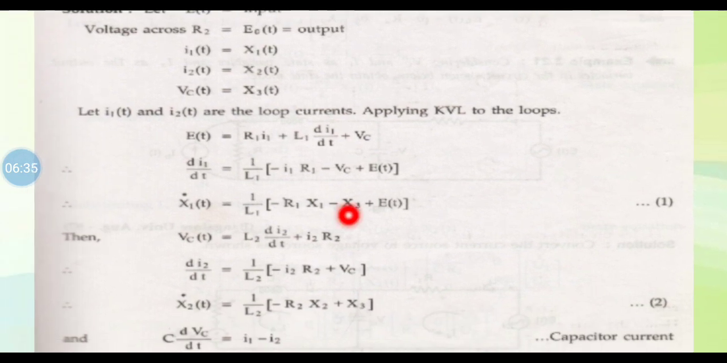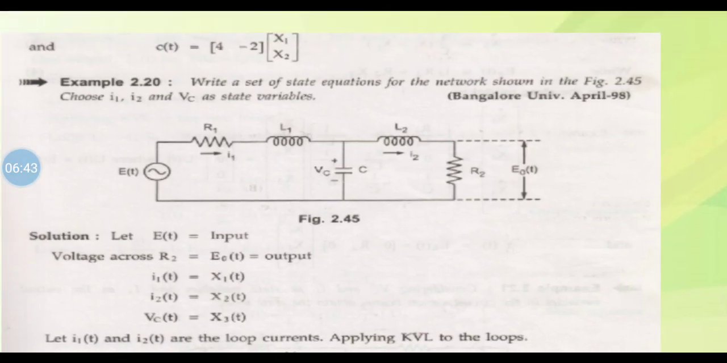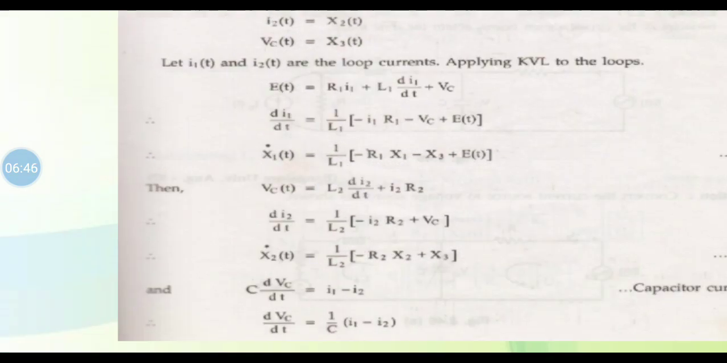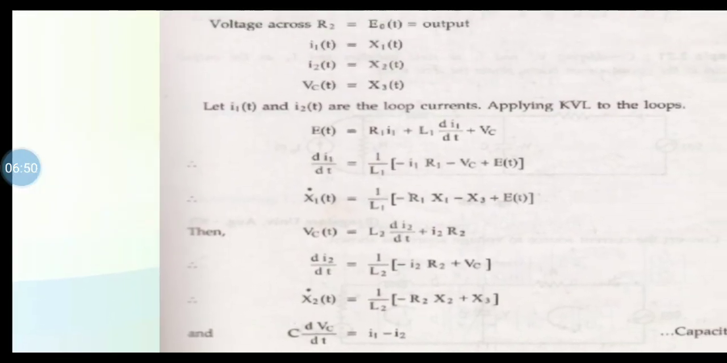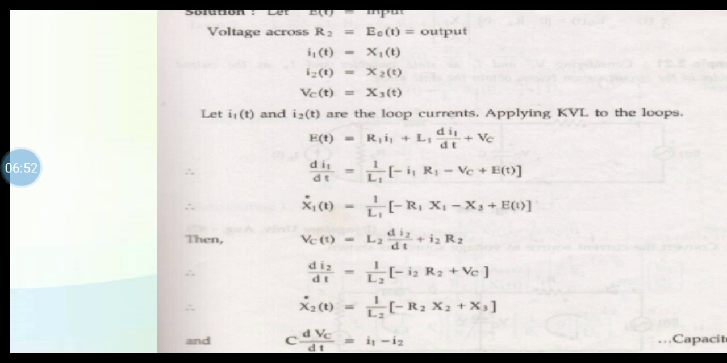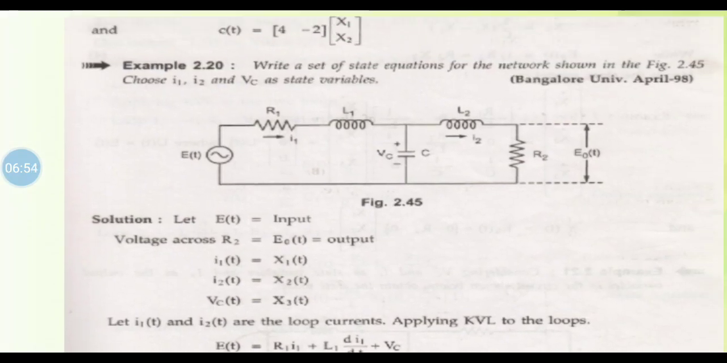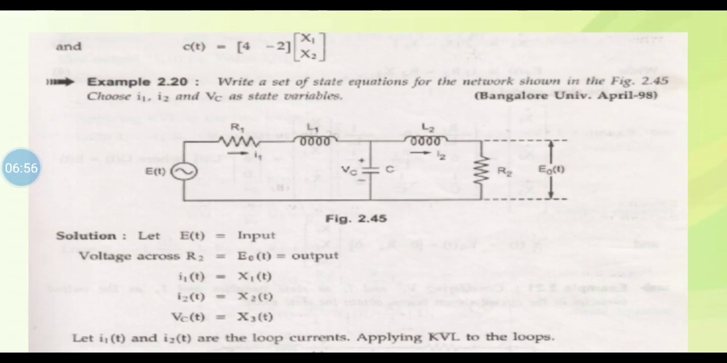Then the voltage across the capacitor Vc of t is equal to L2 di2 by dt plus I2 R2. So you can write L2 di2 by dt plus I2 R2 as the voltage across this capacitor. This is the input to this loop.